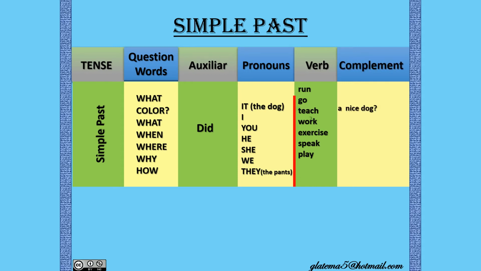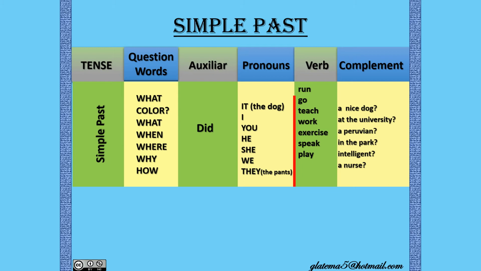Now finally we have the complement of the sentence. Here I put some complements: a nice dog, at the university, a Peruvian, in the park, intelligent, a nurse. So one of the general questions could be, did he exercise in the park? Okay. For example, did they play at the university?